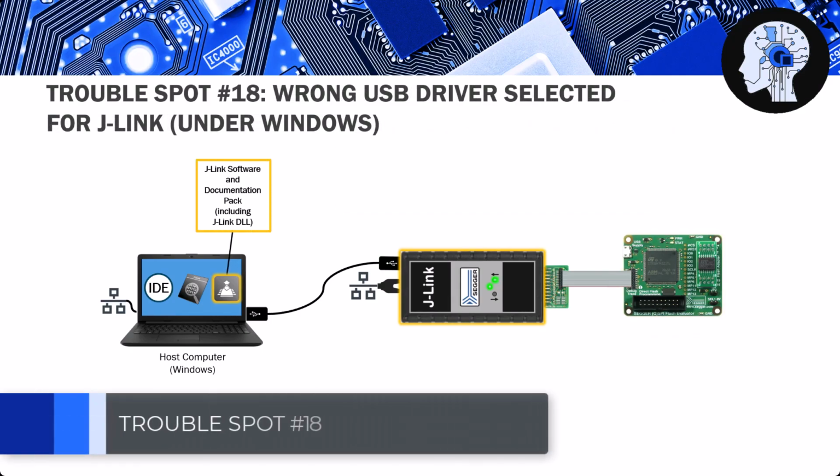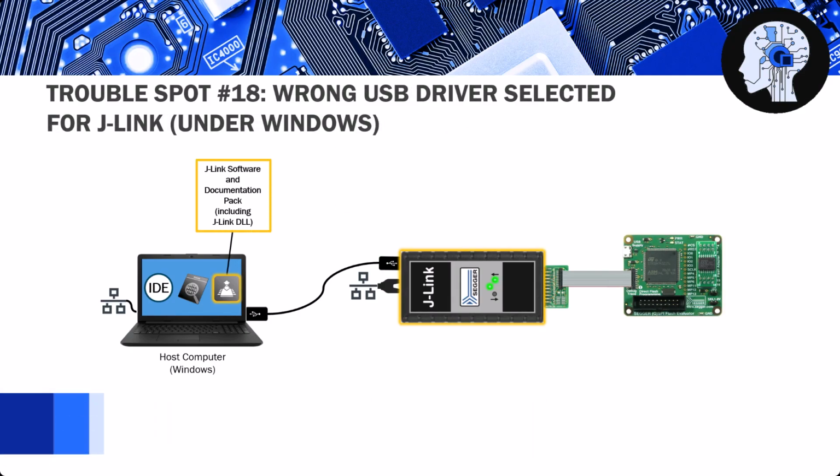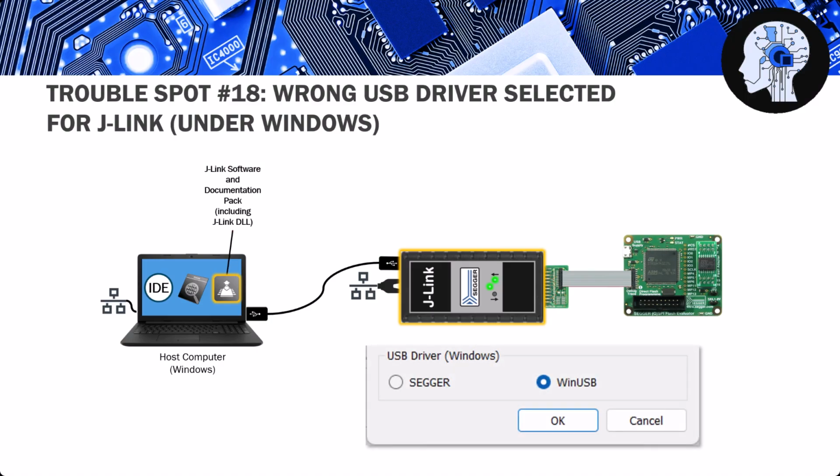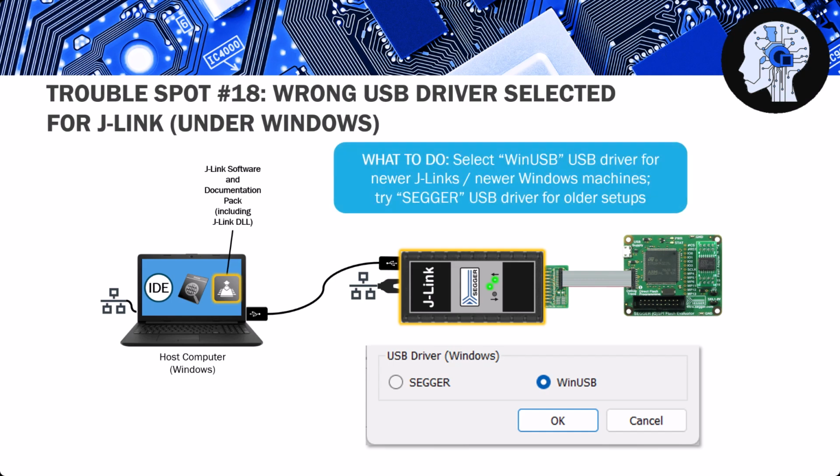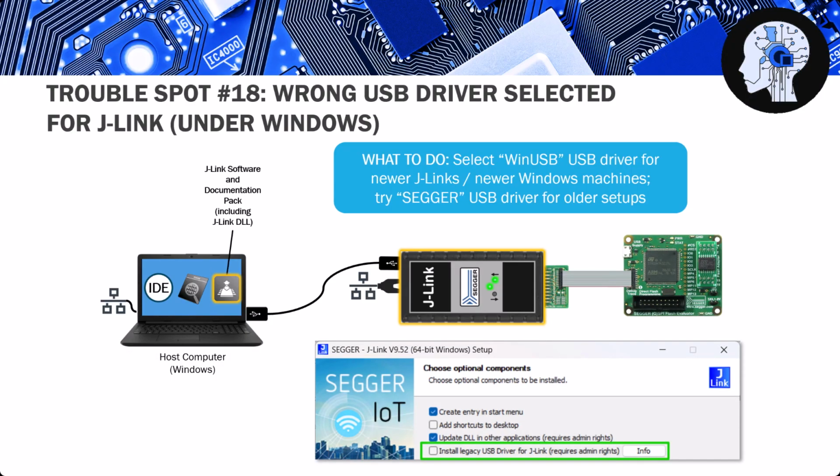On Windows computers, you may experience trouble with your SEGGER J-Link if it is configured for the wrong USB driver. Via J-Link Configurator, you can select between using the proprietary SEGGER Legacy USB driver and the WinUSB driver, which is installed by default on modern Windows systems. Select the WinUSB USB driver for newer J-Links and newer Windows machines. Try using the SEGGER USB driver for older setups. Note that you need to manually tick the box during the J-Link software pack installation in order to install the legacy SEGGER USB driver.